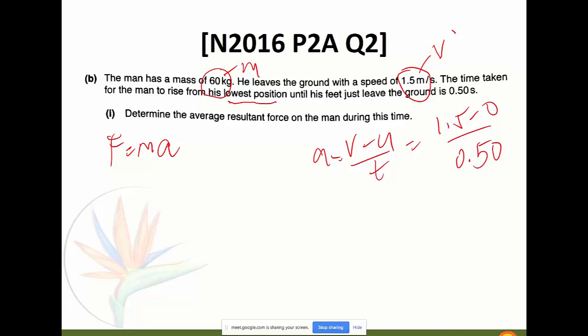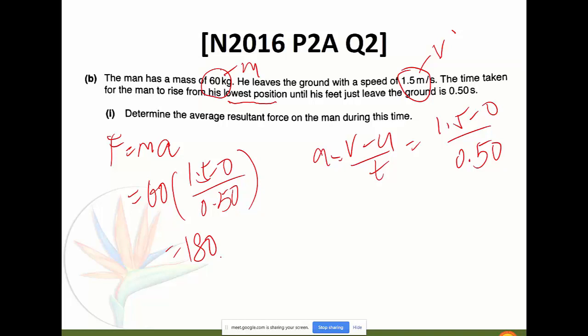Now, do you notice the SF in the question? How many SF? Remember this. The 0, usually in Cambridge, I don't think they present it as 0.00. No need. I never see them present it in SF. So M is 60, like that. 1.5 minus 0 divided by 0.50.